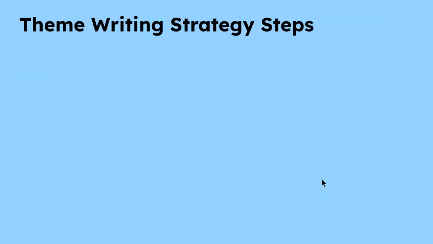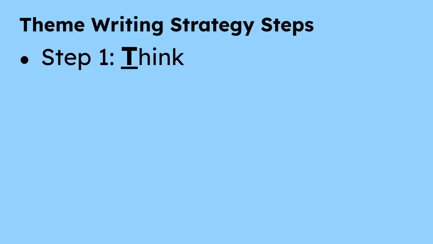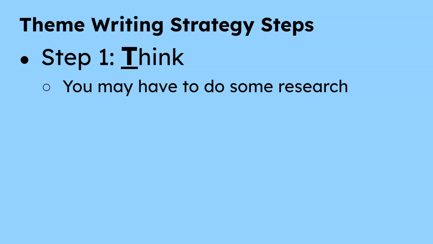The strategy you will be learning for writing themes is sometimes called the tower strategy, which corresponds to the idea of a tower that is held together with strong cement. This strategy has 5 steps. The first step is the think step. In this step, you think about the topic and what you can say about it.